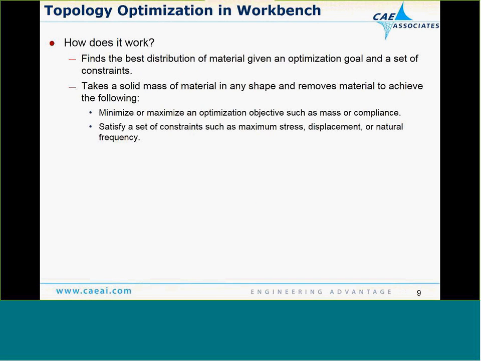So how does it work? Well, it finds the best distribution of material given an optimization goal and a set of constraints. Specifically, it takes a solid mass of material in any shape that you want to define, and it removes that material to achieve the following, which would be to minimize or maximize your optimization objective. And then it also satisfies a set of constraints that you define, such as maximum stress, displacement, or natural frequency.